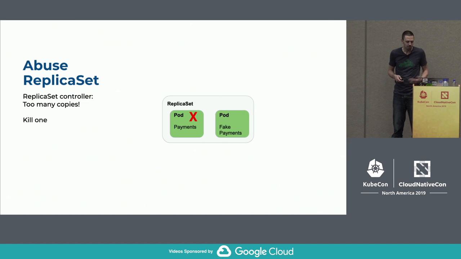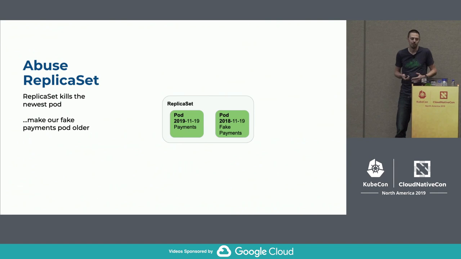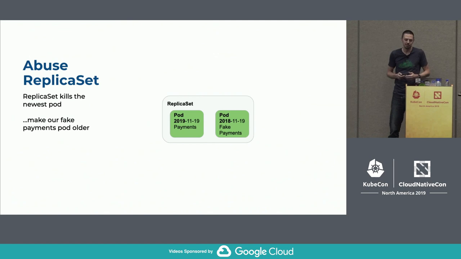But there's a wrinkle here. Replica set actually kills the newest pod. And the logic there is, well, this other pod has been ready for a long time. It's been running. It's fine. I don't need this new pod that just started. I'll just kill that one off. So we actually need to make our pod older. Our pod needs to be like the OG payments, the payments that's been around for the longest time. We definitely don't want that one killed off, and please kill off the much newer one. So we need to actually modify the ready time on our fake payments pod.